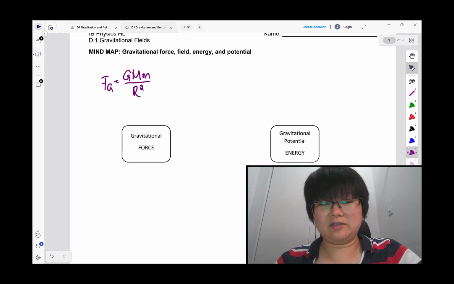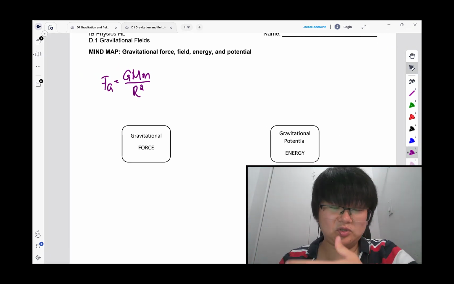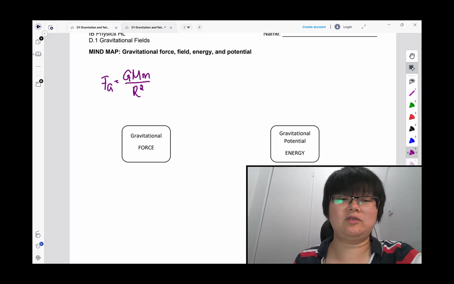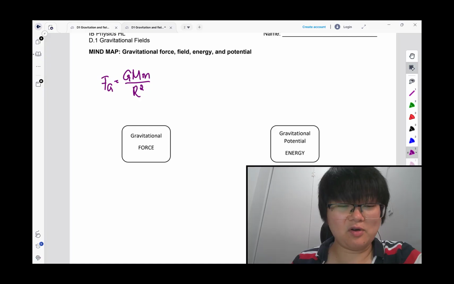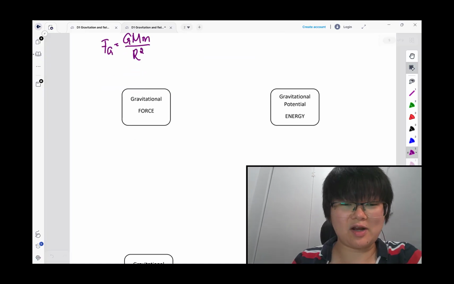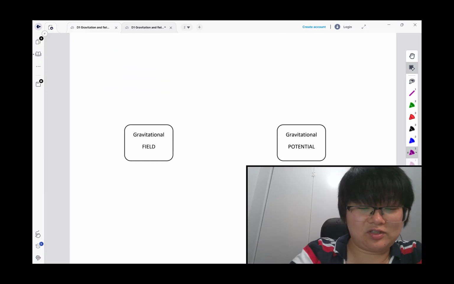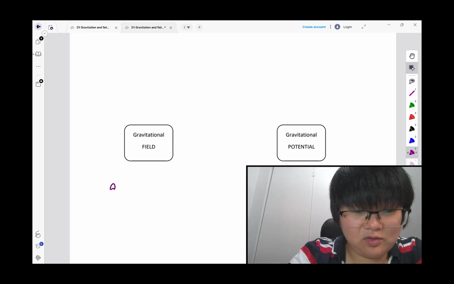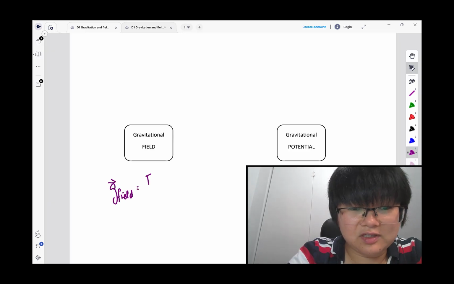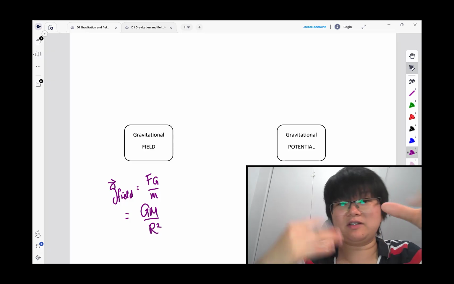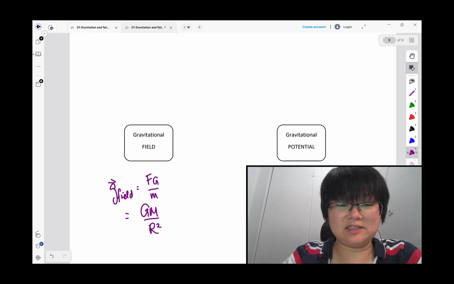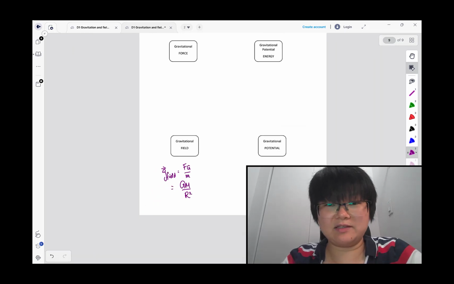Before topic D1, before we talked about these big concepts tied to our circular motion, we talked about gravitational force as well as the gravitational field. The gravitational field is the gravitational force per unit mass, which boils down to big G, big M over r squared, in which big M is our point mass and this small m is our test mass.